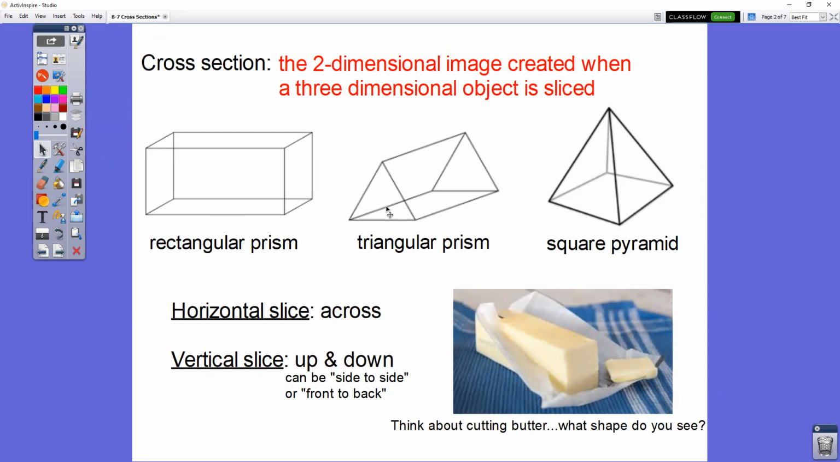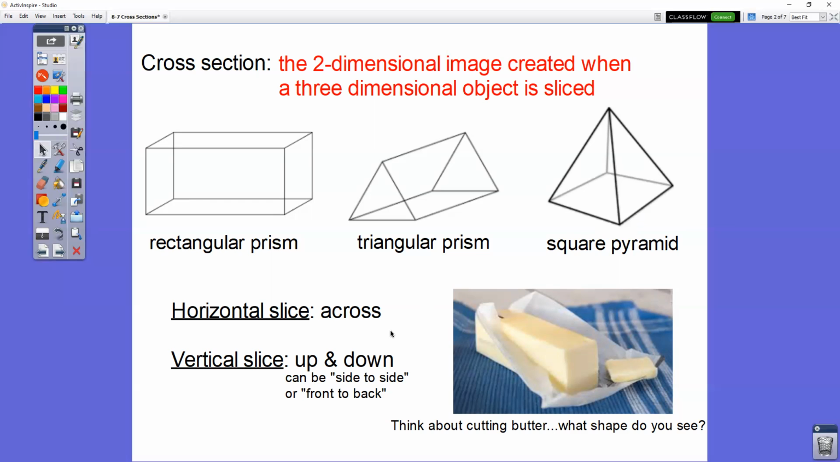In a triangular prism, there are five different sides. You have a triangle at the front, you have a triangle at the back, and then it's made up of three different rectangles along the three sides. You have the two sides that are the roof, and then you have the bottom. In a square pyramid, there is a square at the bottom, and then you have four different sides, which are all triangles. And those four triangles are all exactly the same.